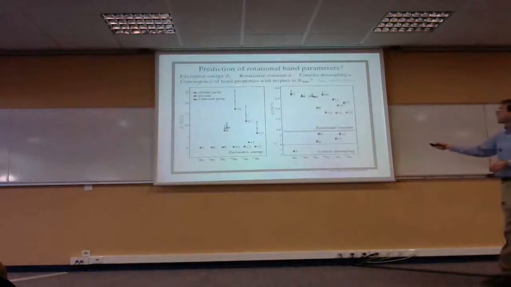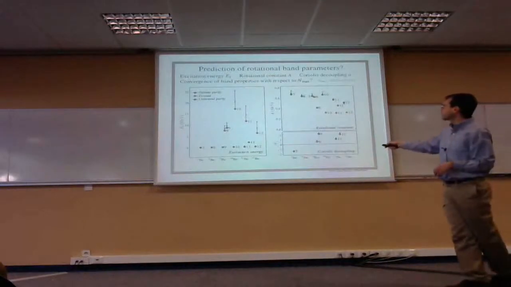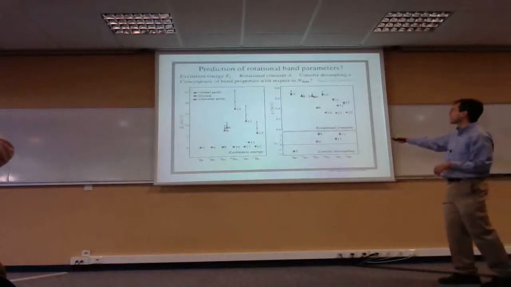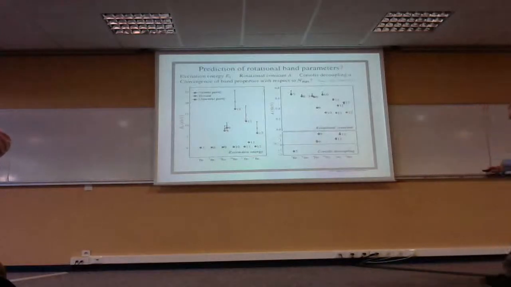Okay, so we had excitation energies. We saw that the excitation energies of the bands are not terribly well converged for the most part. But as we increased Nmax, increased our basis size, the bands moved down with pretty constant slopes. So those we can actually start to make real predictions about.